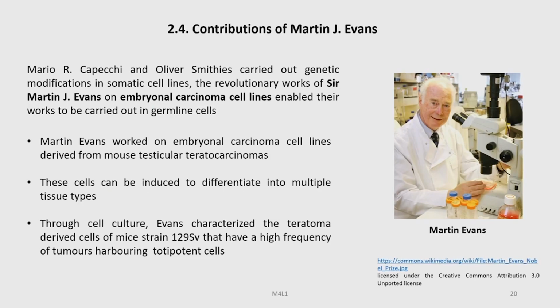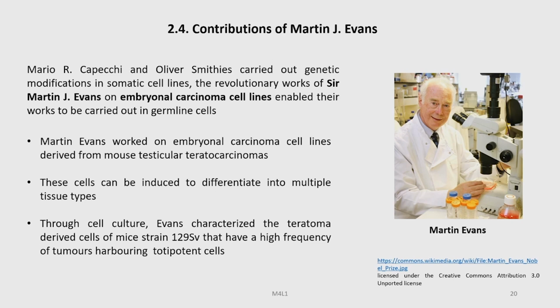Another person who contributed to the development of this technology is Martin J. Evans. Mario Capecchi and Oliver Smithies carried out genetic modifications in somatic cell lines. The revolutionary work of Martin J. Evans was on embryonal carcinoma cell lines, which enabled their work to be carried out in germline cells. Martin Evans worked on embryonal carcinoma cell lines derived from mouse testicular teratocarcinomas. These cells can be induced to differentiate into multiple tissue types.